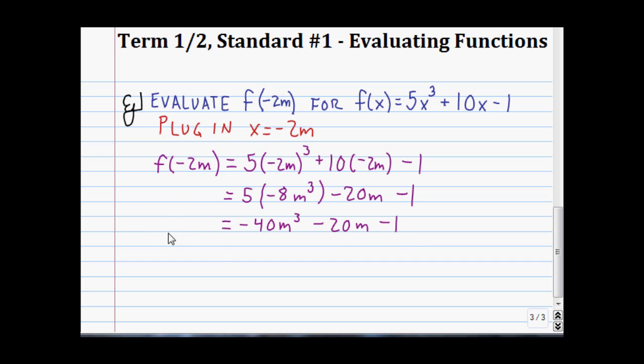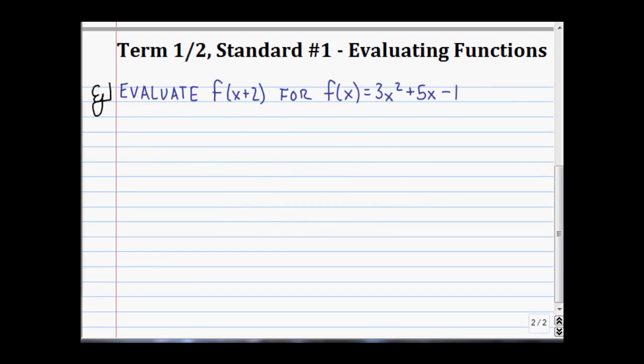So in fact, we found our answer. The value of the function at negative 2m is negative 40m squared minus 20m minus 1. And so once again, it didn't take long at all, we just had to be careful, make sure we used order of operations correctly after substituting, and then kept everything together. So not bad. Let's maybe do one more.